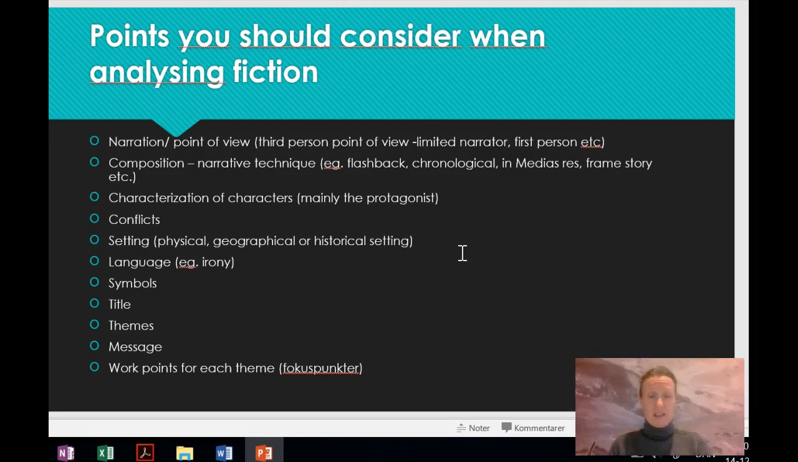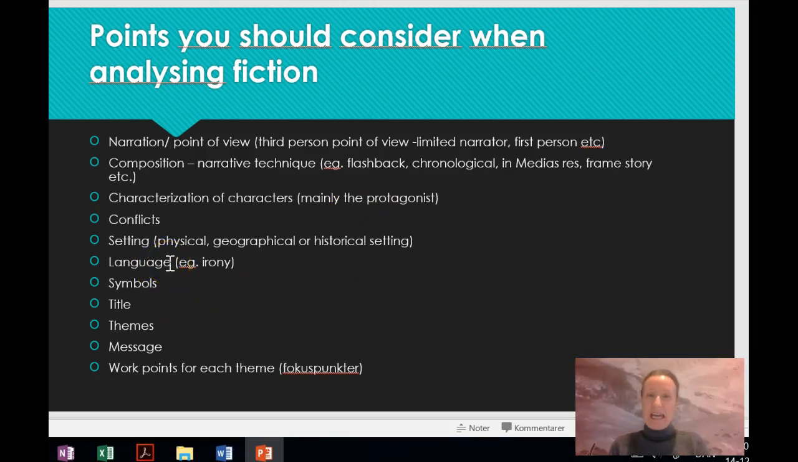The setting, we've talked about the physical and the geographical or the historical setting. If it's relevant, use it. And if nothing is said about the setting, or if we don't know anything really about the characters, that might be important too, and something that is relevant to talk about. Bear that in mind.